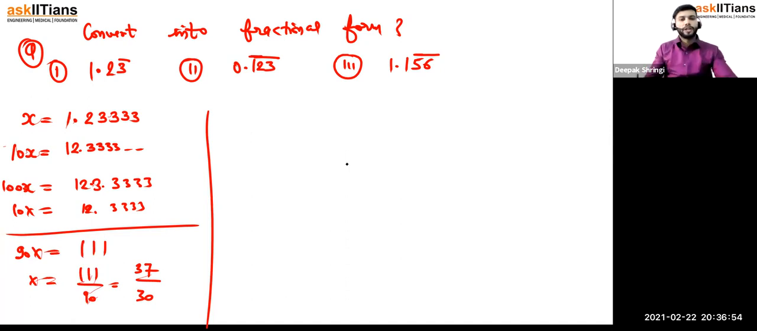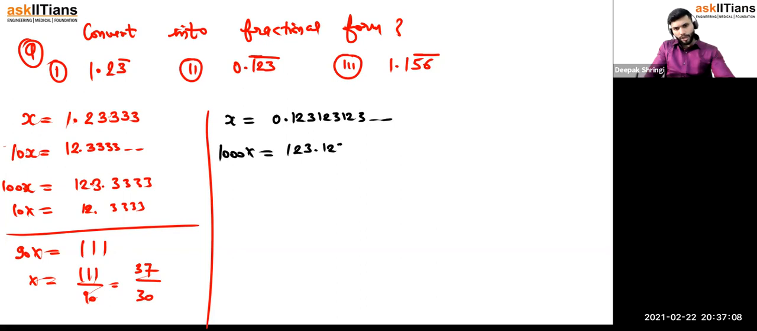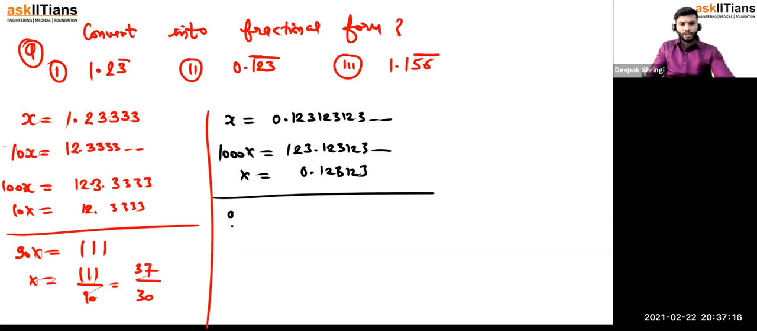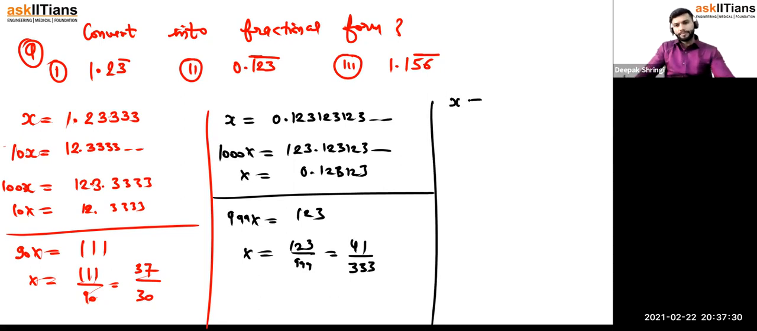Second one, 0.123. This is quite simple, because this is directly solvable. That's the only difference. After the decimal there are 3 digits in the repetition, so multiply by 1000: 1000x equals 123.123 and so on. And what was x? It was 0.123123 and so on. Subtracting, 999x equals 123, x equals 123 by 999, and that would be 41 by 333. That's it. Got it?